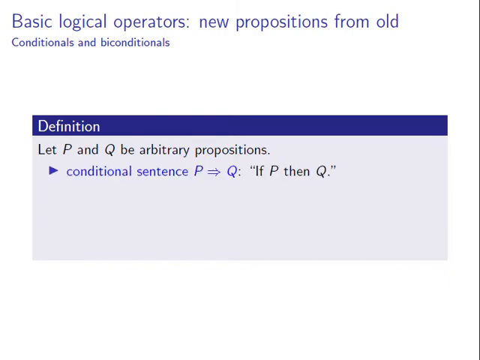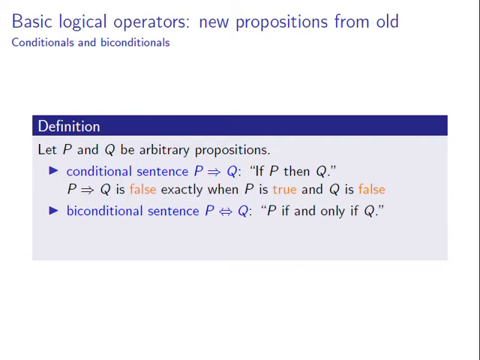A conditional sentence is a proposition of the form if P then Q. The sentence if P then Q is false exactly when P is true and Q is false. It is true for all other cases.